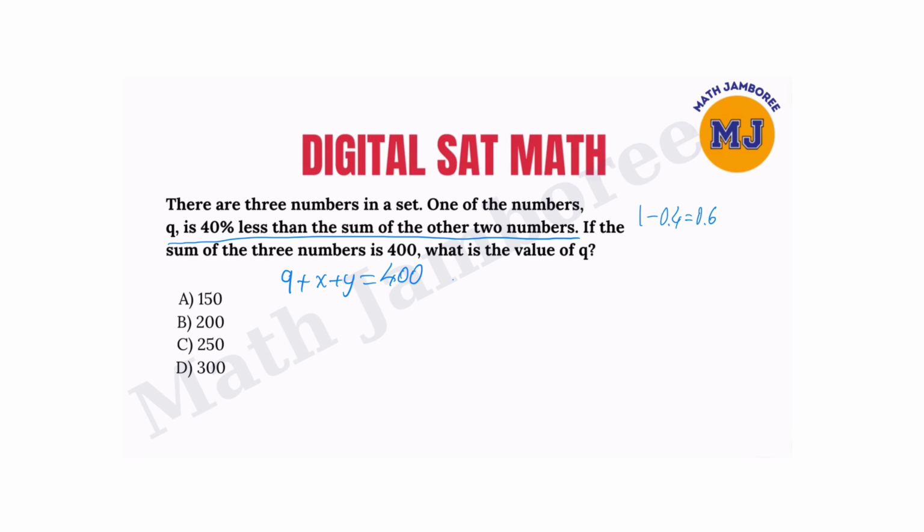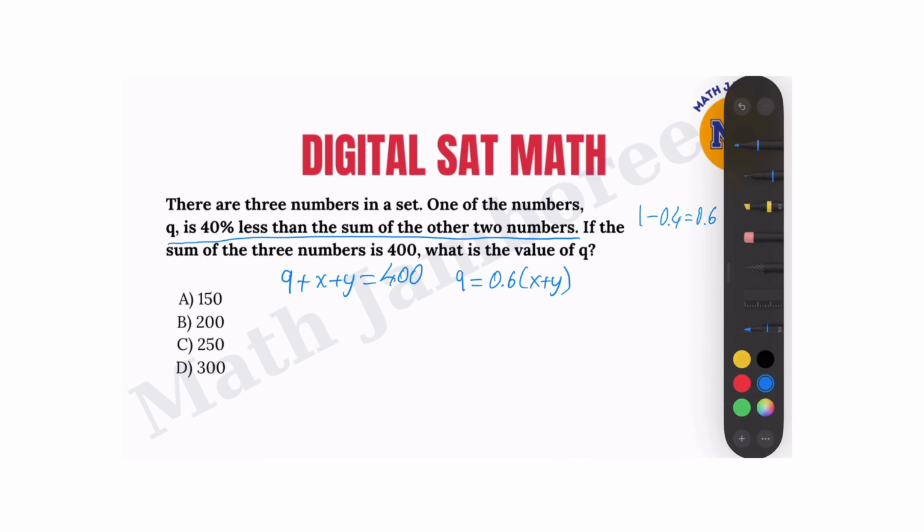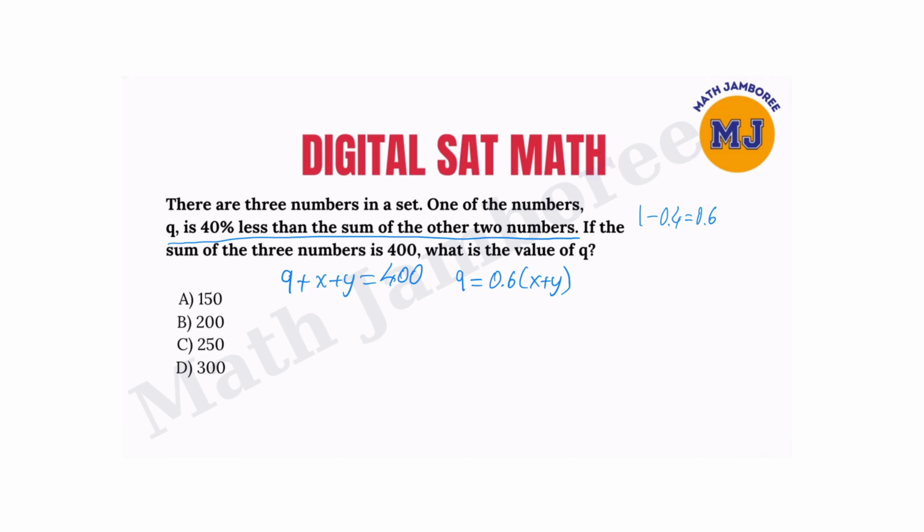So this tells us that Q is equal to 0.6 times (x plus y), the sum of the other two numbers. I'm going to continue with a different color to solve this question. So we will distribute this 0.6 into the parentheses. So Q will be equal to 0.6x plus 0.6y.